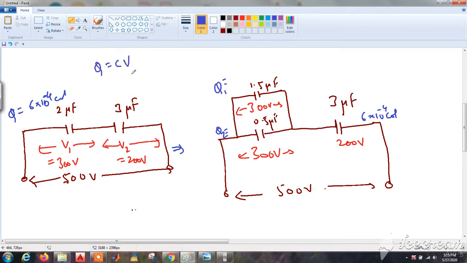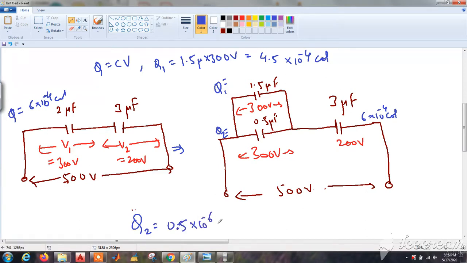So Q1 will be 1.5 microfarad into 300 volts. This will be 4.5 into 10 power minus 4 coulombs. Similarly, let us solve for Q2, that is CV, that is 0.5 microfarad into 300 volts. This will be 1.5 into 10 power minus 4 coulombs. So these are the values of Q1 and Q2.